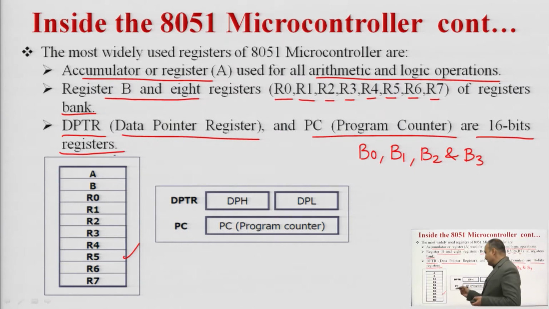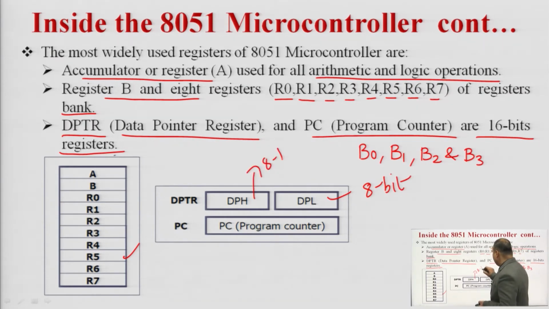So, this is the structure of the registers of the 8051 microcontroller. The DPTR register is divided into 2 parts: DPL, which is 8-bit, and DPH, which is also 8-bit. So, we can divide the DPTR register into 2 8-bit registers, DPL and DPH, and the program counter is a 16-bit register.